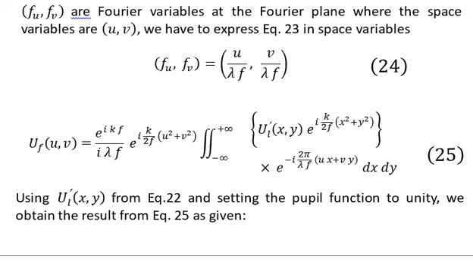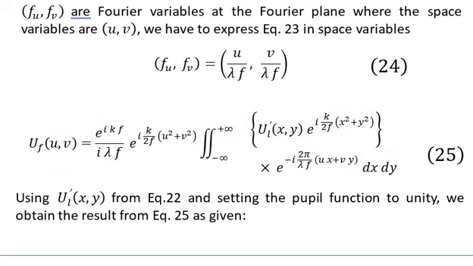In equation number 25 we have replaced fu and fv in equation number 23 by their values shown in equation number 24. So the revised formula in equation number 25 is listed, which is the field at the Fourier plane, or at the back focal plane of the lens, represented by small f as a function of u, v, equal to this one that we have written. The only difference is that we have replaced fu by u over lambda f and fv by v over lambda f. So using ul prime of x comma y from equation number 22 and setting the pupil function to unity, we obtain the result from equation number 25 as given.